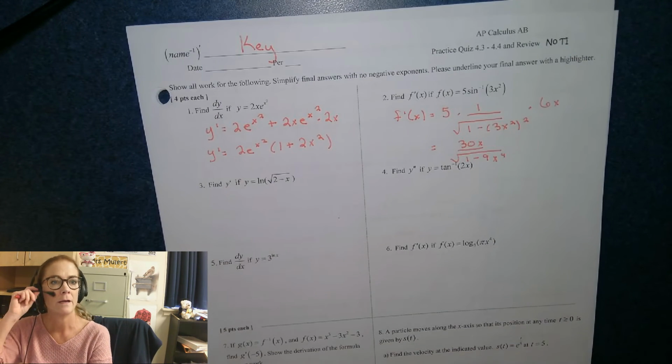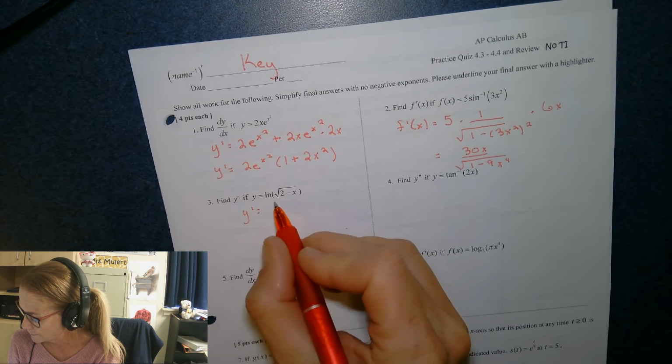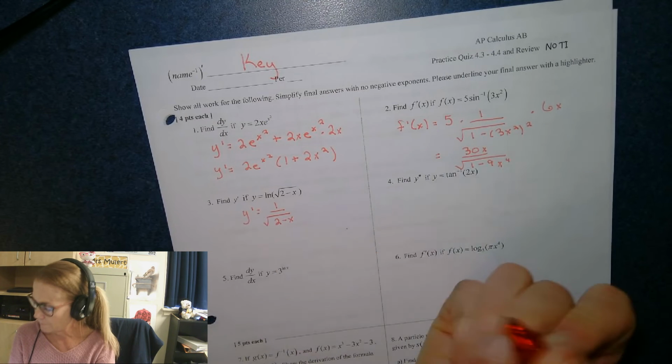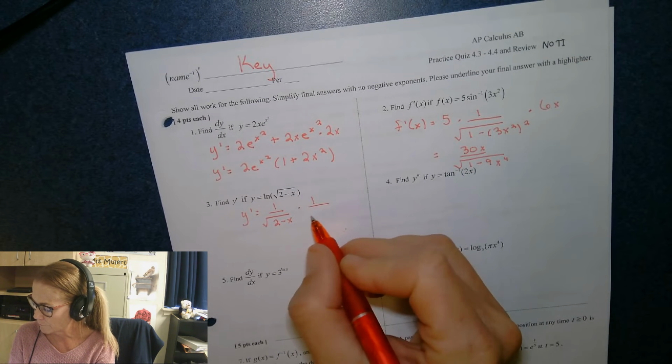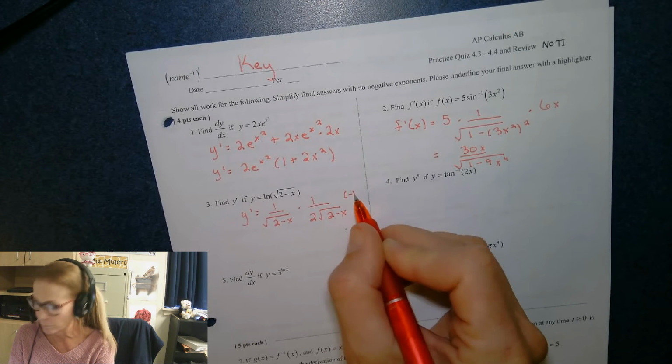All right, so that's number 2. Number 3 then is y prime. We've got a natural logarithm, so that's just 1 over that argument and then a chain. So 1 over 2 root 2 minus x, and the chain is negative 1.